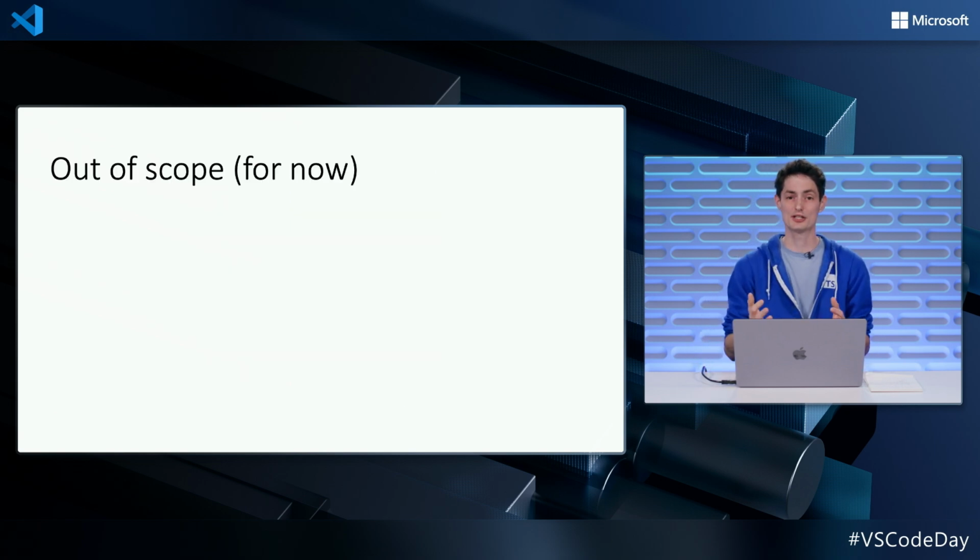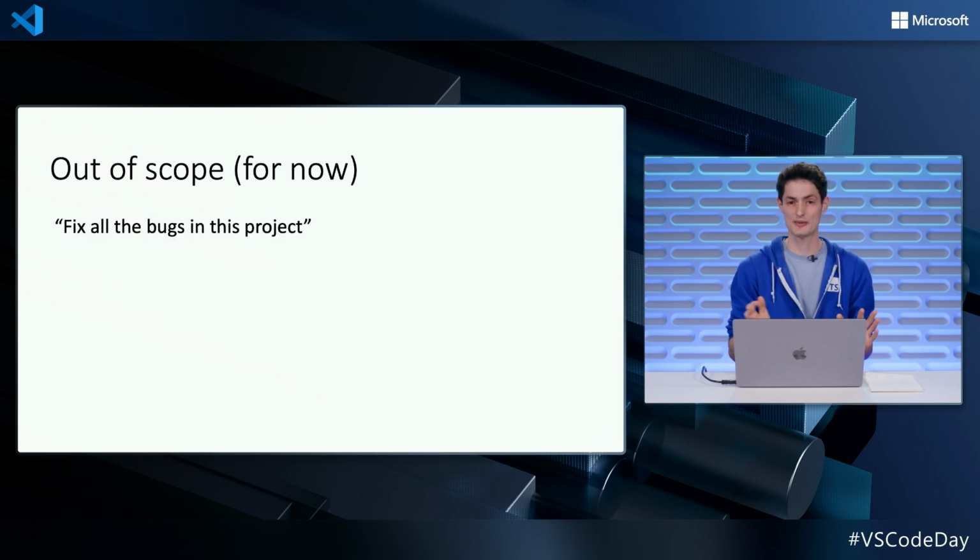Now, a few limitations of @workspace, and these are current limitations. They may change in the future, but just things to be aware of so you know what type of questions @workspace can actually answer today and which ones it can't. So first big limitation, @workspace is not magic. It can't do something like fix all bugs in this project. That's just beyond the scope of what we're able to do, and who knows what a bug even counts as. So that's just too vague, too broad.